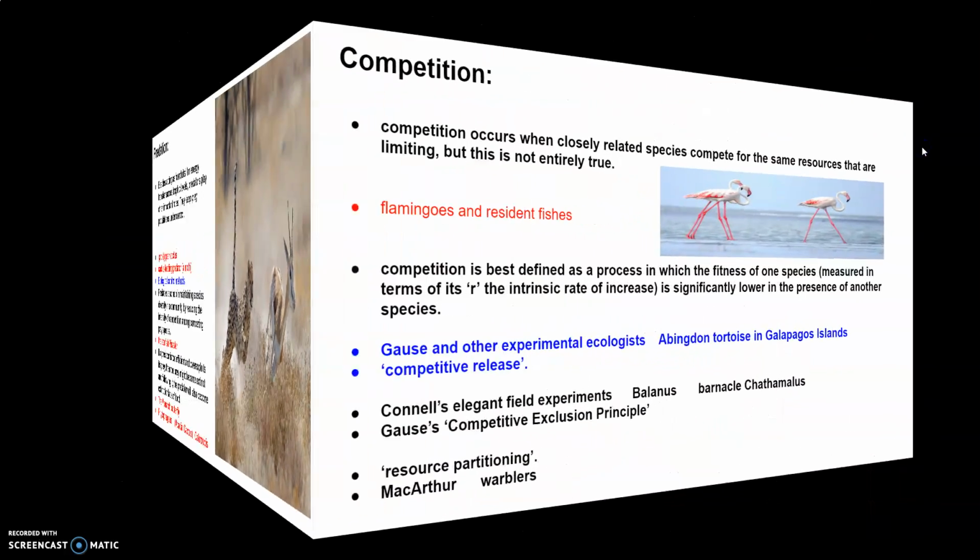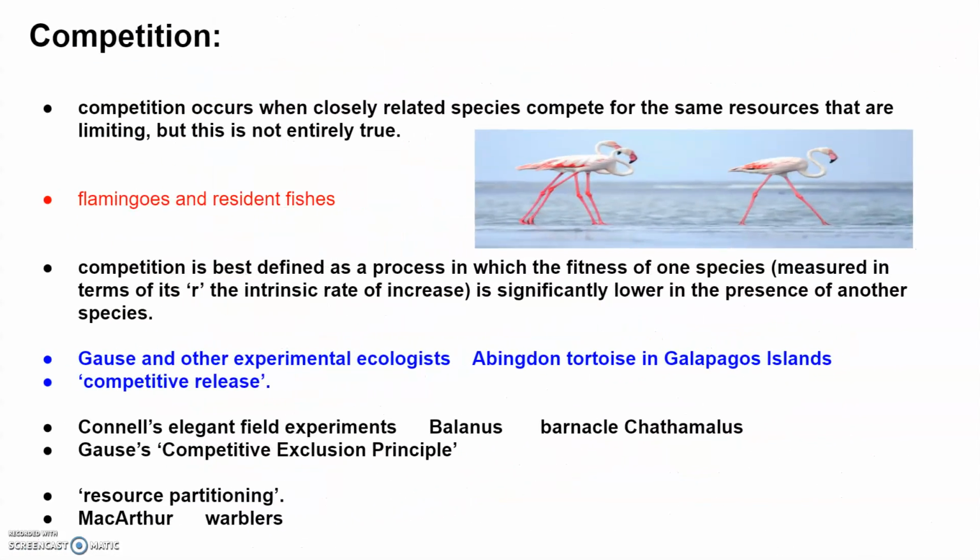Competition. Now, when Darwin spoke on the struggle for existence and survival of the fittest in nature, he was convinced that interspecific competition is a potent force in organic evolution. It is generally believed that competition occurs when closely related species compete for the same resource that is limiting, but this is not entirely true. Firstly, totally unrelated species could also compete for the same resource.